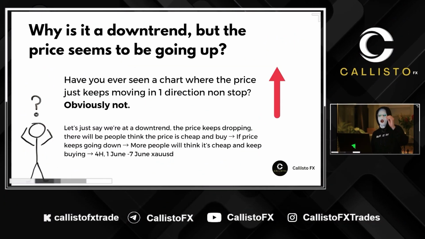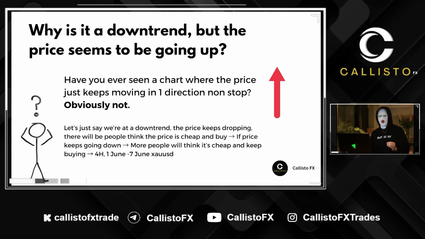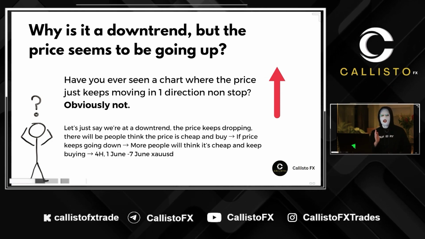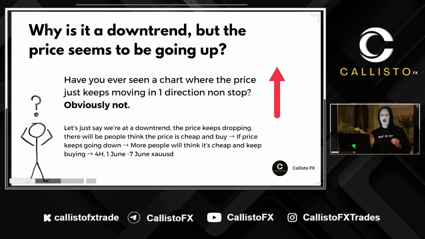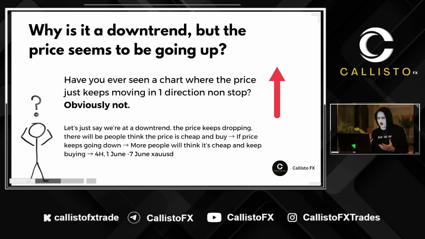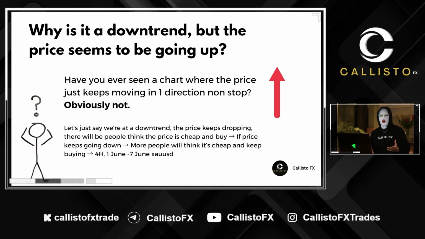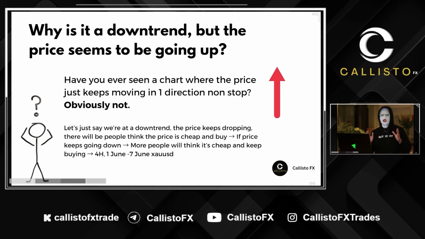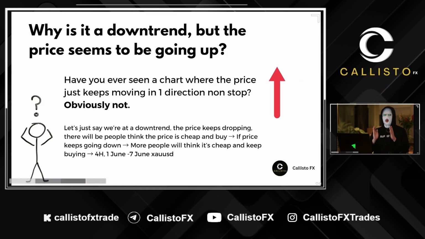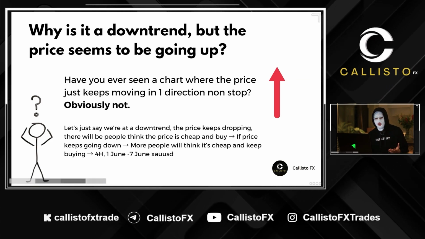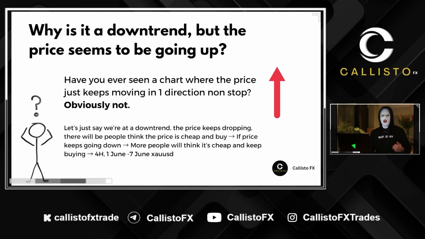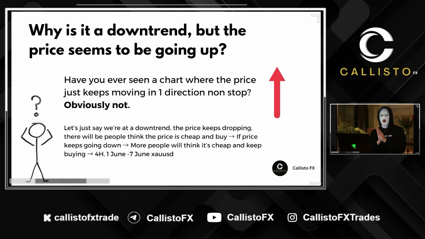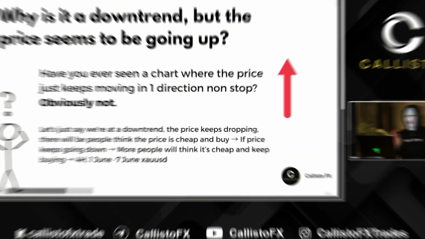Now, with a clear understanding of uptrends and downtrends, you must be wondering, why is it a downtrend but the price looks like it's going against the trend? Am I wrong? Well, let me answer with a simple question. Have you ever seen a chart where the price just moves in one single direction forever? Obviously not. Let's hop onto the charts to show you an example of what I mean.